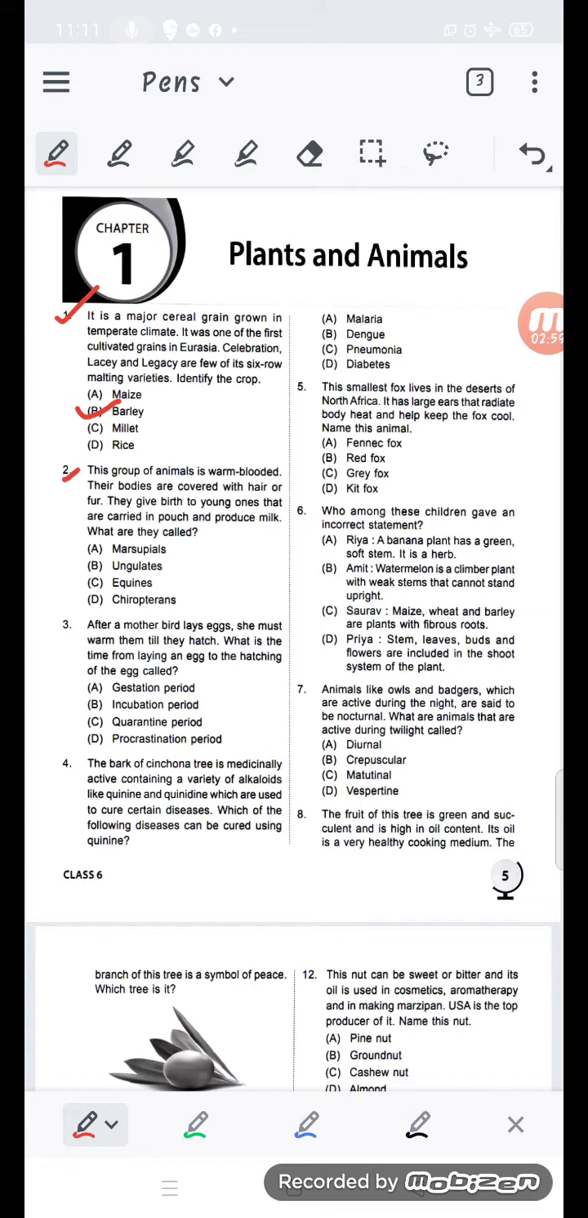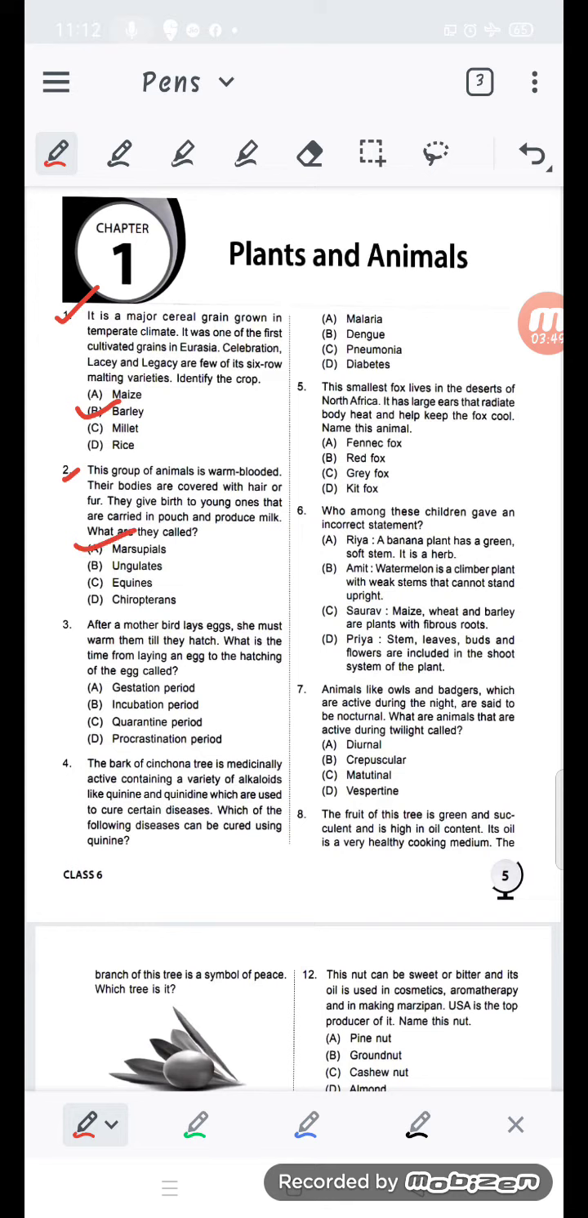Coming to the second question: the group of animals is warm blooded. Their bodies are covered with hair or fur. They give birth to young ones that are carried in a pouch and produce milk. What are they called? So we have to find the group of animals which is warm blooded. Okay, options we are going to see. Option A, marsupials. B, ungulates. C, equines. D, cervidarians. Okay, so our answer for question number 2 is A, marsupials.